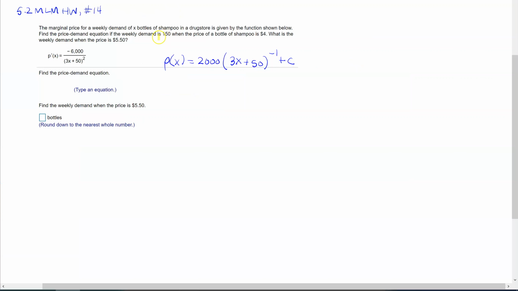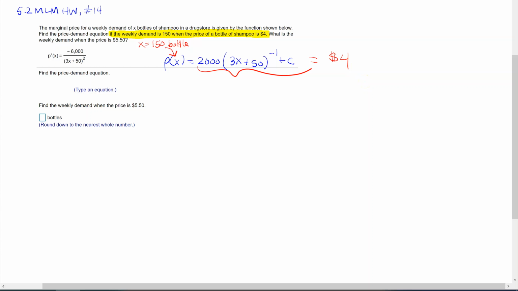Okay, we were told that if the weekly demand is 150 bottles, oh, I hate that they didn't put the unit on that 150. Demand is number of bottles. When the price is $4. Okay, so what does that mean? That means if I plug in 150 bottles and I follow this rule to calculate my price, it had better come out to be $4.